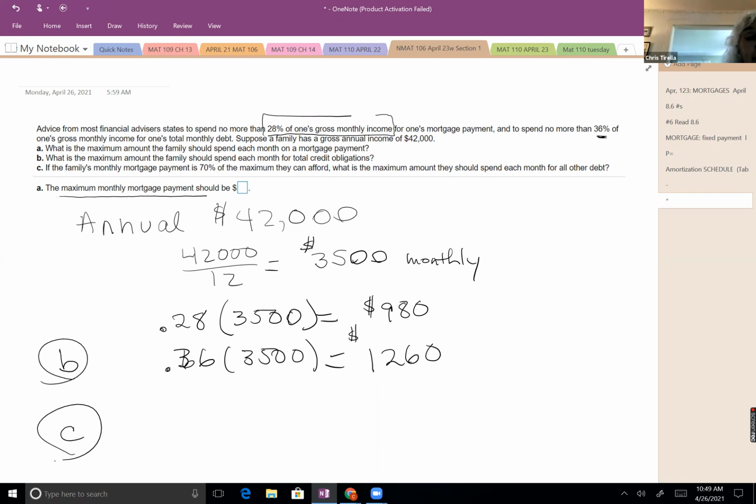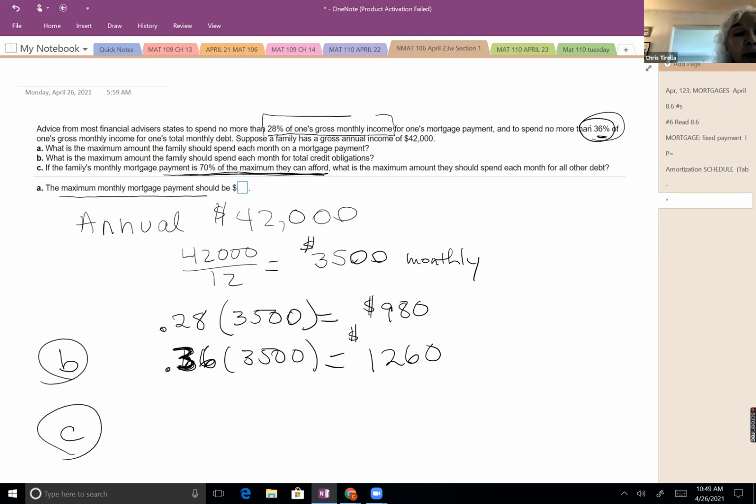Part C says if the family's monthly mortgage payment is 70% of the maximum. Is that a 36 below? It's 0.36, okay. I'm sorry, the eraser on my stylus isn't working, so I just scribbled over. I should have gone back and changed it. And again, that comes from this part over here where it's 36%.